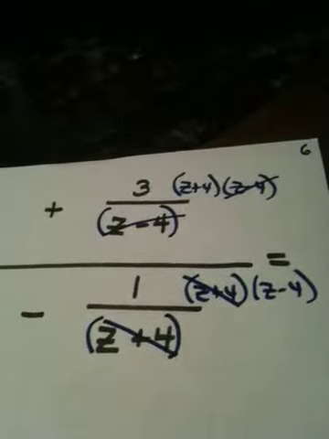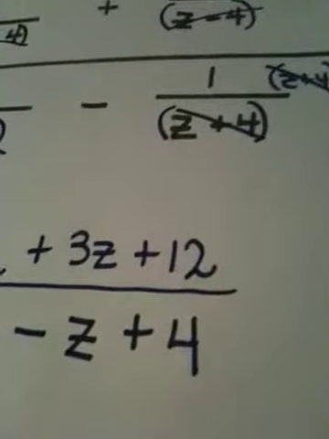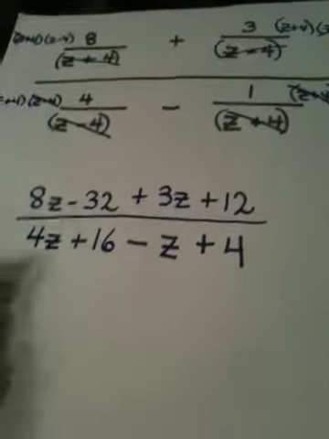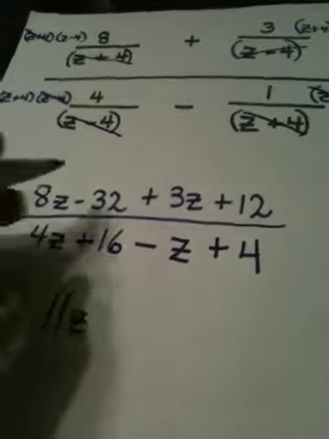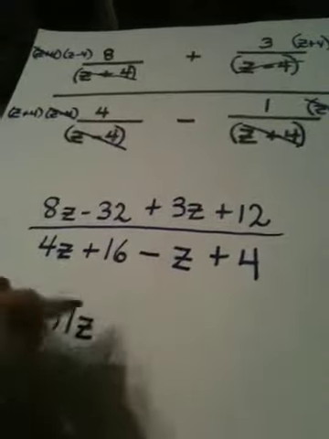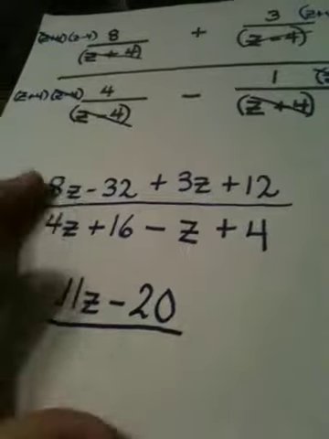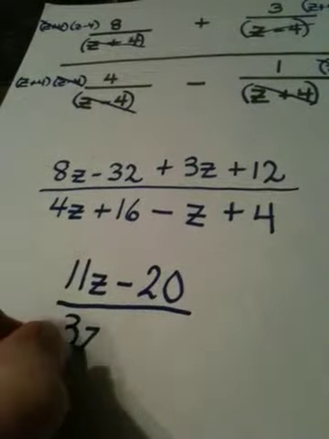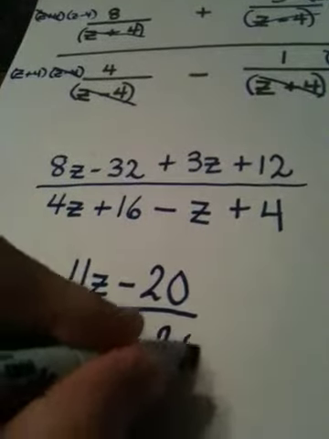So very important that you see what happened there. Z minus 4 was in parens and I distributed a negative 1. That's how I got negative z plus 4. Now we back up and we collect like terms. In the numerator, 8z plus 3z is 11z. Negative 32 plus 12 is a negative 20. So we collected like terms. In the denominator, 4z minus z is 3z, and 16 plus 4 is a plus 20.